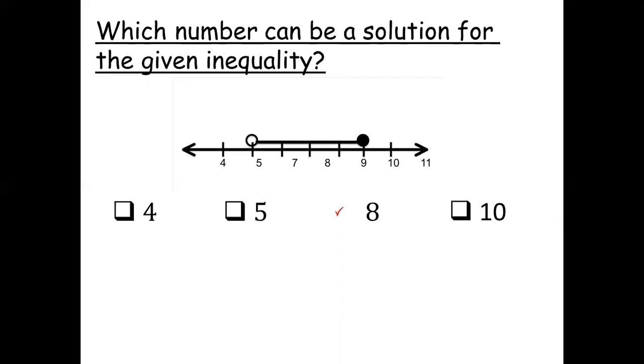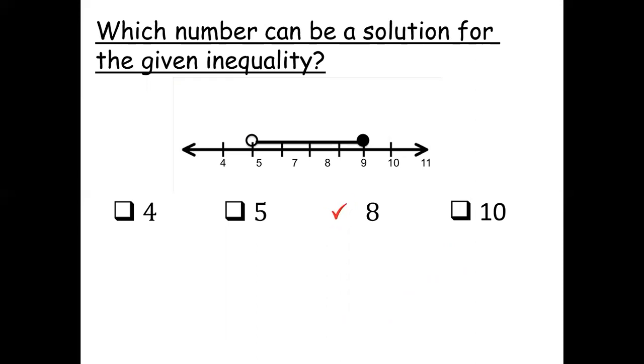But 5 is not a solution because the circle is not colored. But starting from 5, it's moving till 9. So, 6 can be a solution, 7 can be a solution, 8 also can be a solution, whereas 9 also can be a solution because the circle is colored, which means the inequality will have a solution of 9 as well.